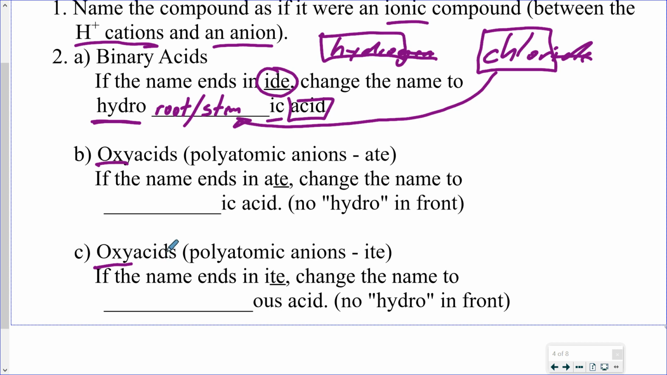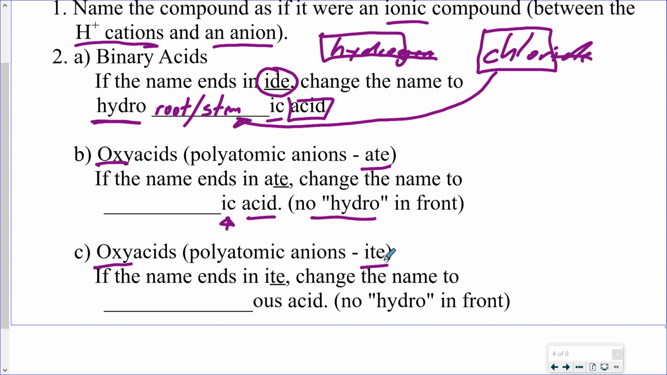Hydrogen is going to be the positively charged proton, the cation, but now they're going to be polyatomic or complex anions. And of those polyatomic ones, some of them have the ending ATE, some of them have the ending ITE. If they have the ending ATE, we're going to take the name, get rid of the ATE, and change the ending to IC, and add in the word acid. What about that hydro that we stuck up here? We don't use that. There's no hydro if you have the ending for the ionic compound as ATE.